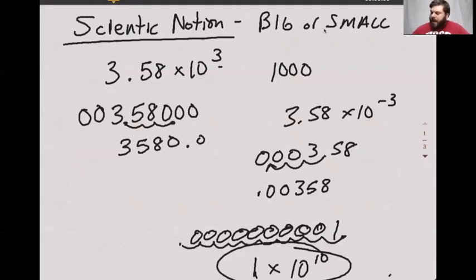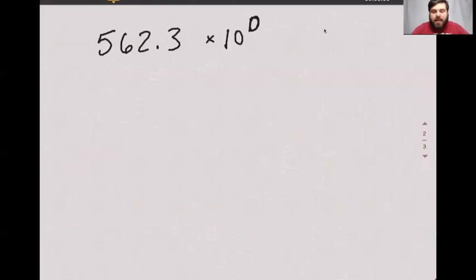So here's basically how it works. Anytime you have a number like 562.3, I'm going to write this in scientific notation. What you have to remember is 562.3 is really 562.3 times 1. 10 to the 0 is 1. Anything to the 0 is 1. So you can think of it like this: every number is kind of written in this almost scientific notation way. Every number is times 10 to the 0 because 10 to the 0 is 1 and anything times 1 is just itself.